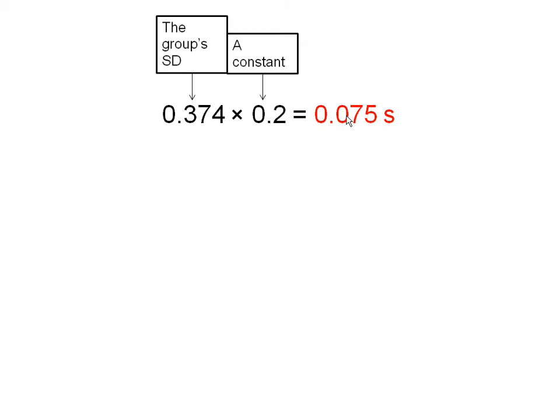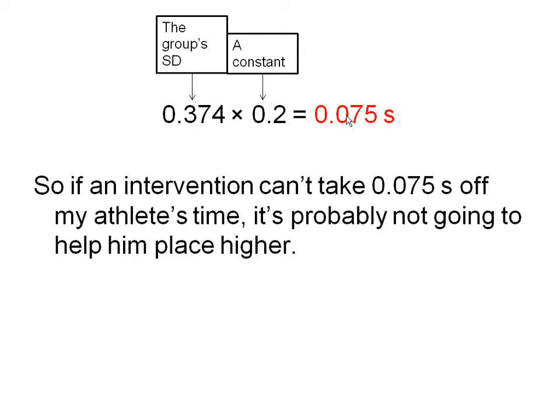There's the group standard deviation. 0.2 is the constant. So if an intervention can't take 0.075 seconds off my athlete's time, it's probably not going to help him place any higher.